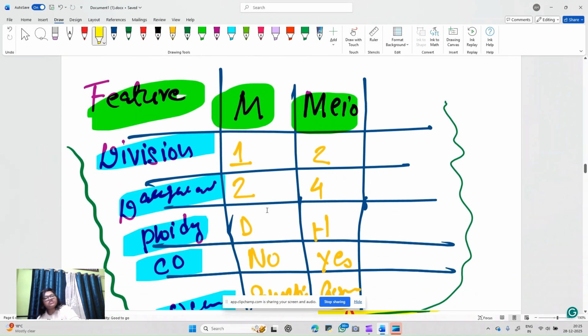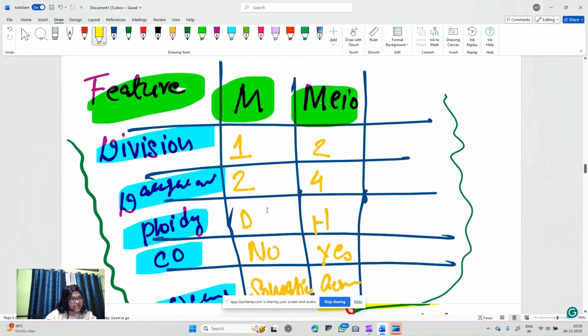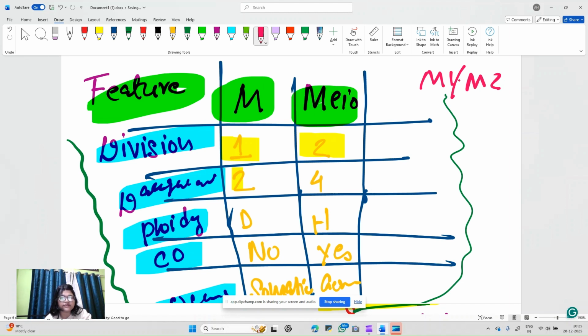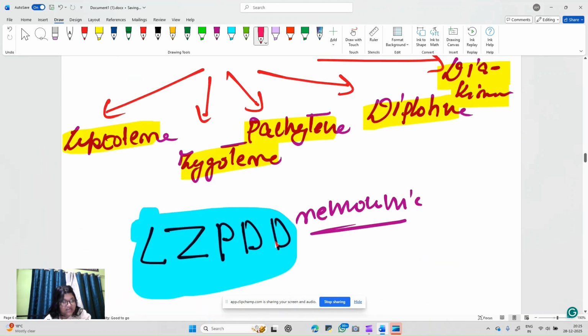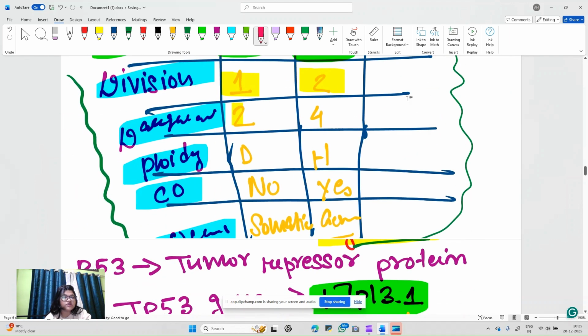A feature is that mitosis is only one division, but meiosis is two, because there is a sequential division, M1 and M2. We have two daughter cells in mitosis, but in meiosis it's four.